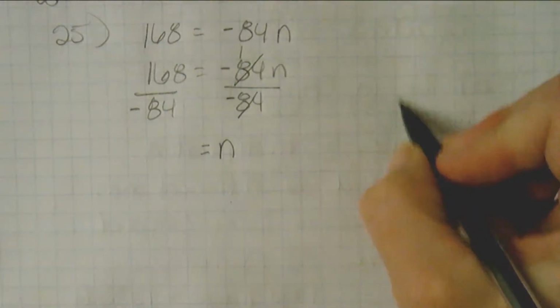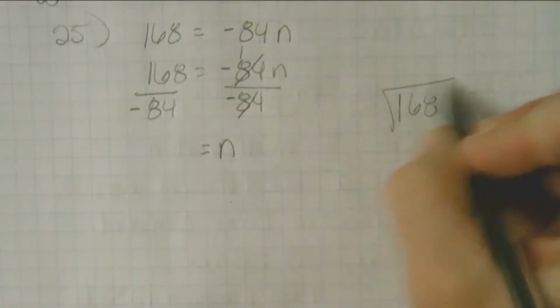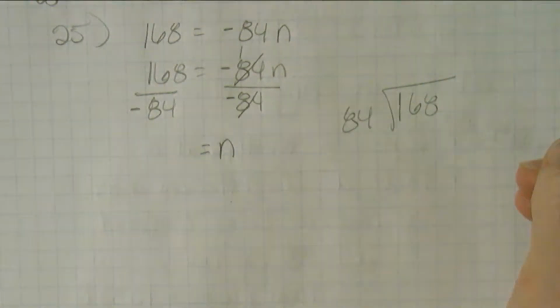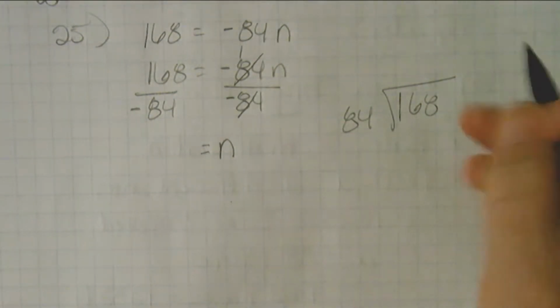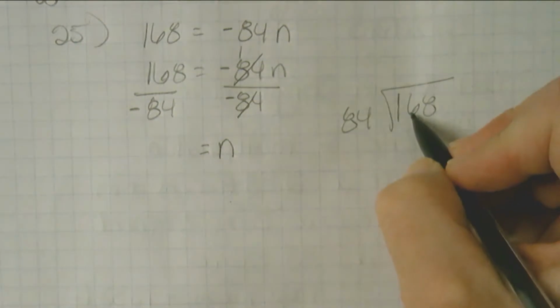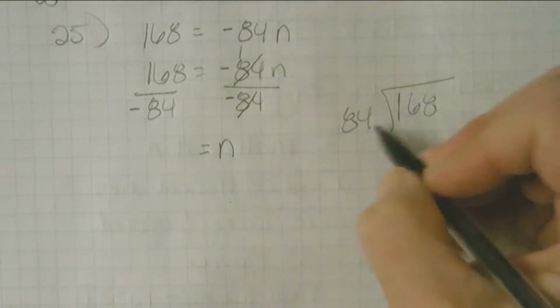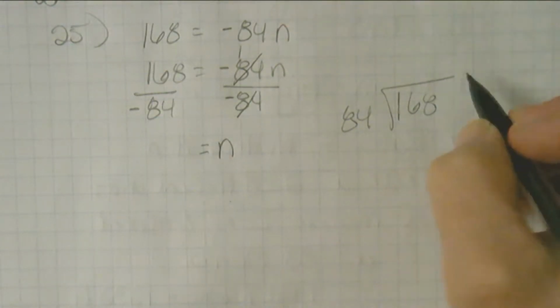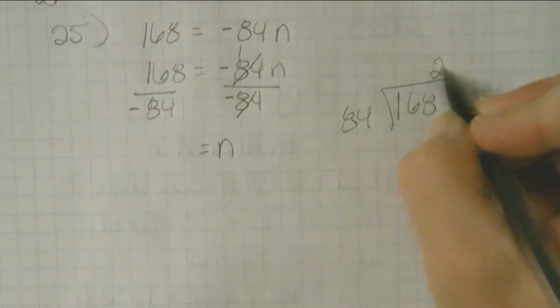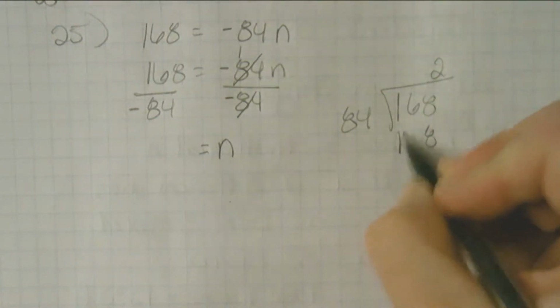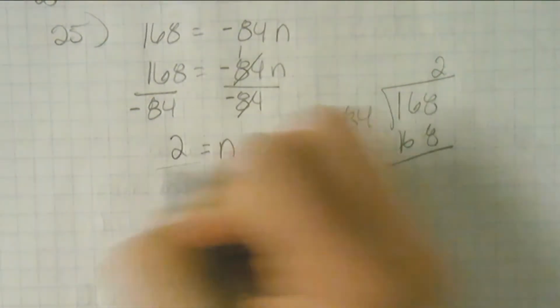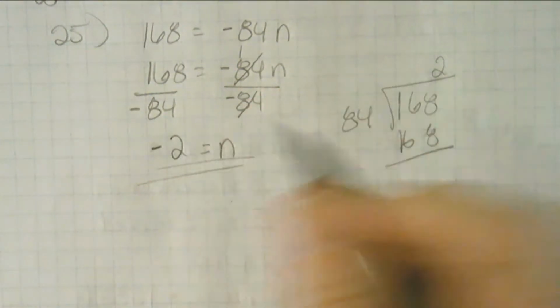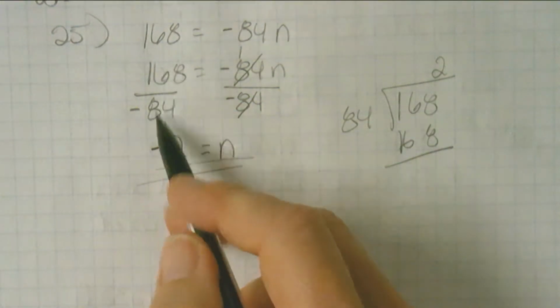And then off to the side, I'm going to do 168 divided by 84. Well, 8 divides into 16 twice, and 4 times 2 is 8. So I'm pretty sure this might be an even 2, so that's what I'm going to try. So 2 times 4 is 8, that's 16, so that's exactly what it is. So my answer then is a negative 2 because a positive divided by a negative is a negative.